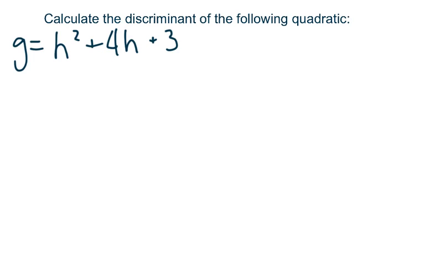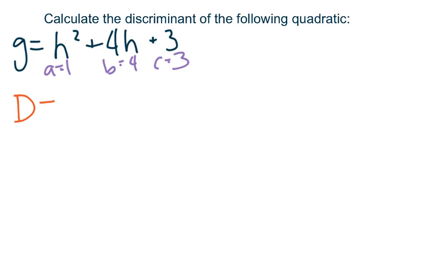Calculate the discriminant of the following quadratic. G equals h squared plus 4h plus 3. We'll try one more example. In this case, a equals 1. There's no coefficient in front of h except for an understood 1. b equals 4, and c equals 3.